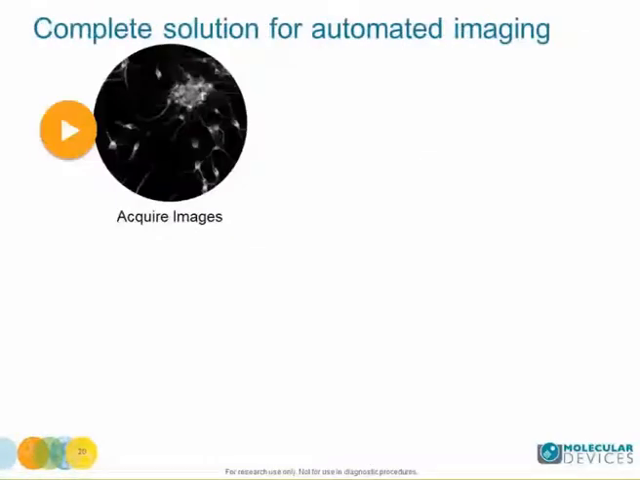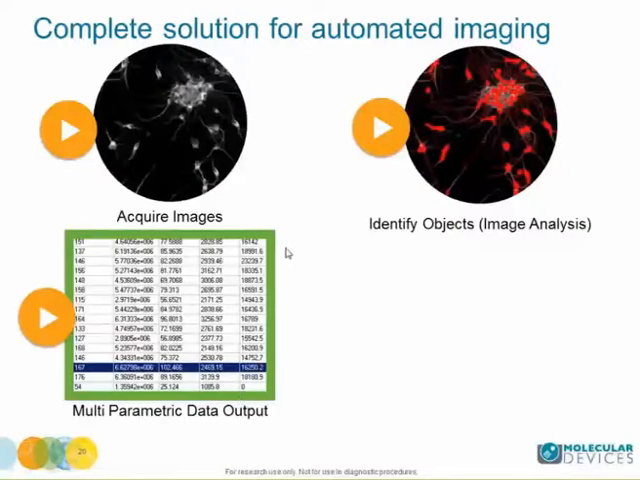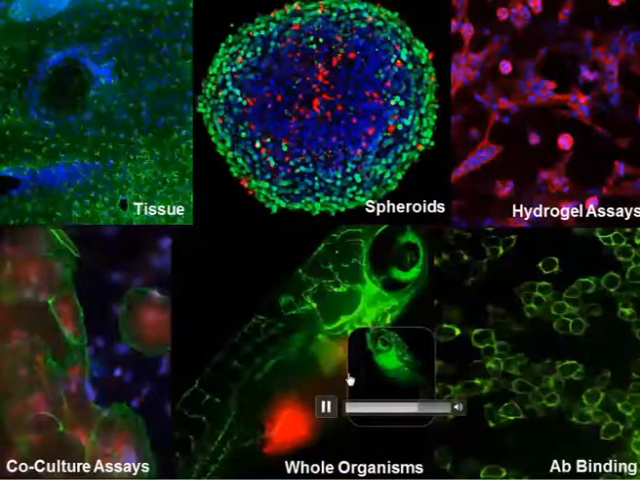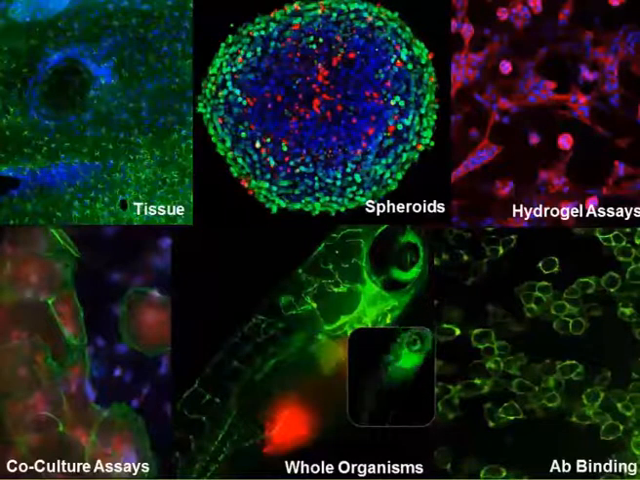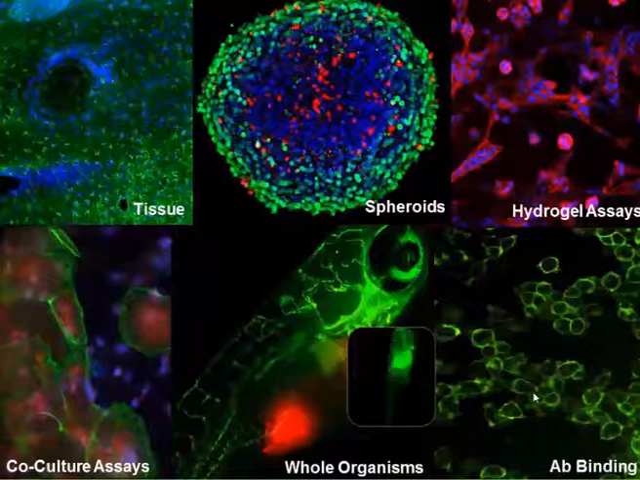A complete solution for imaging includes acquiring the images, identifying those objects through image analysis, collecting multi-parametric data output, and then making sense of all the numbers that you're collecting. So here are highlighted some images taken by the system, all around doing these with more biologically relevant assays: tissues, spheroids, hydrogel assays, co-culture assays, some whole organisms, and antibody binding in a background of the antibodies not removed.